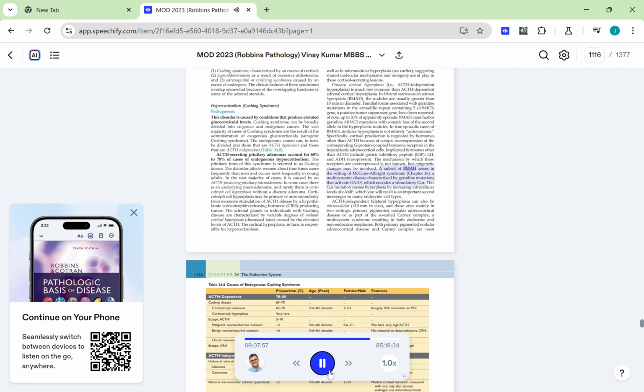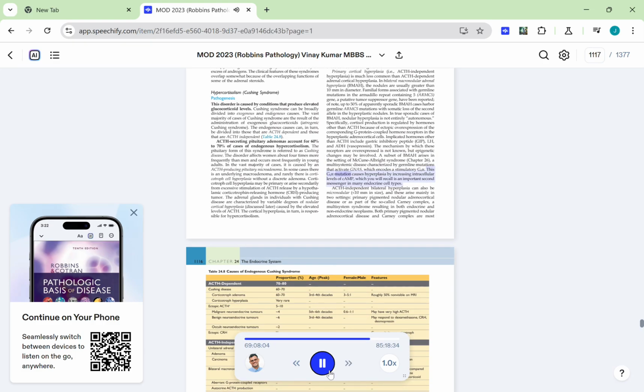A subset of BMAH arises in the setting of McCune-Albright syndrome, a multisystemic disease characterized by germline mutations that activate GNAS, which encodes a stimulatory G-alpha subunit. This G-alpha mutation causes hyperplasia by increasing intracellular levels of cAMP, which you will recall is an important second messenger in many endocrine cell types.